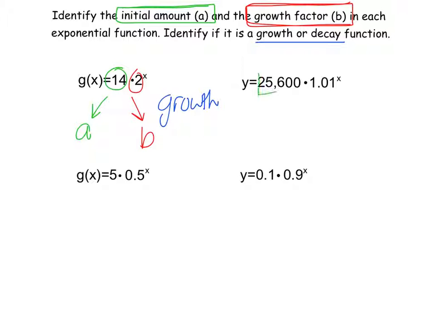Looking at this next one, 25,600 is our A. 1.01 is our B. And because they're both positive and B is greater than 1, it's going to also be a growth function. Go ahead, try the next two examples on your own and label them as growth or decay.